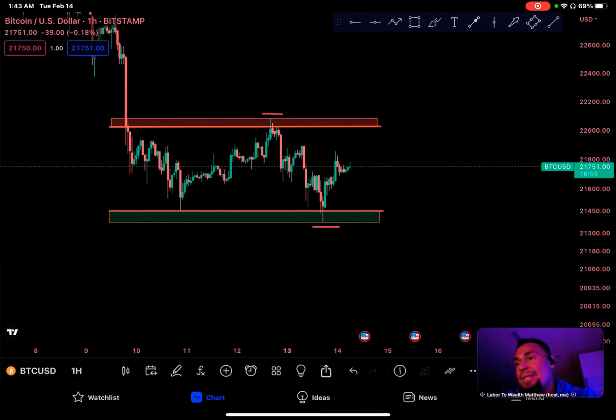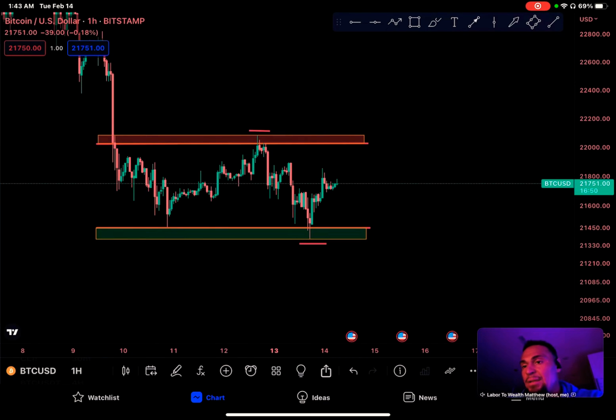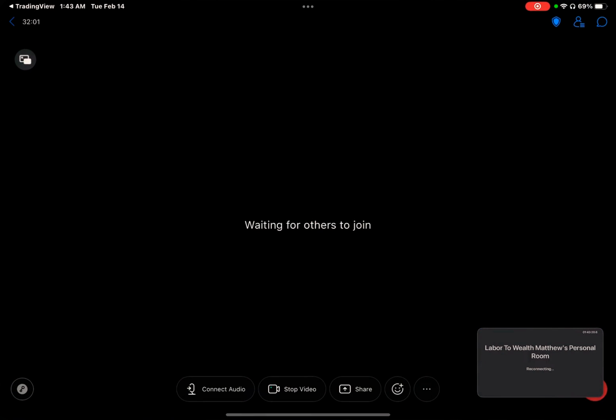So right now we are smack dab in the middle of the range. We're exactly at 21,750, which is right between 22,000 and 21,500. We're smack dab in the middle. As a trader, you do not want to play in the middle of the ranges. You only want to play at the very top, or only at the bottom. You do not want to get caught up in the middle.